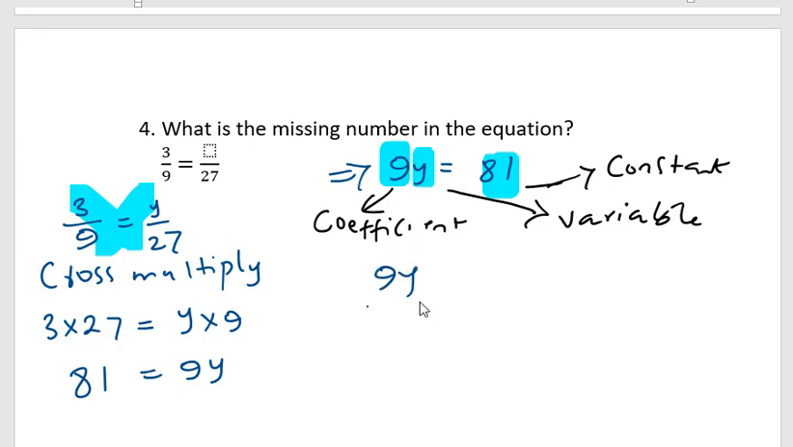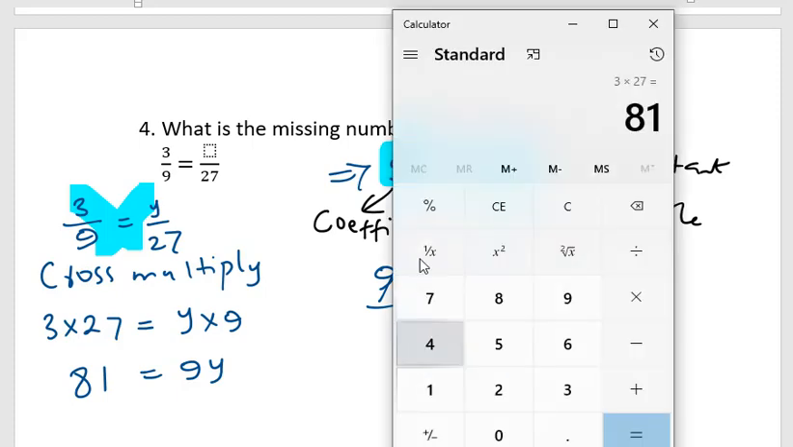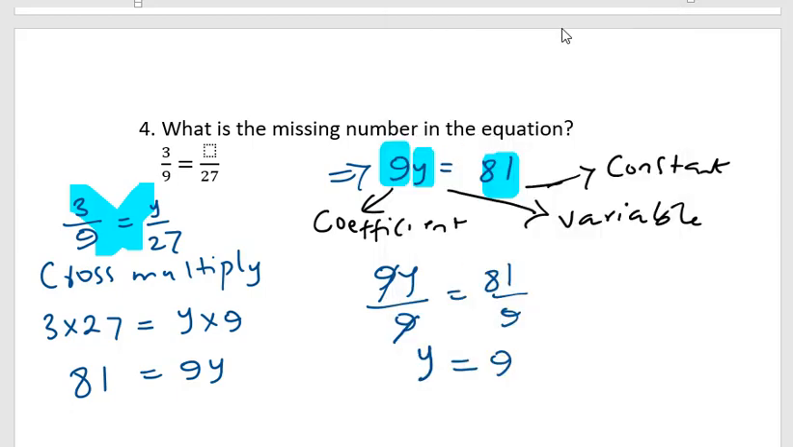So 9y divided by 9 is equal to 81 divided by 9. The 9 will cancel out and y is left alone, and 81 divided by 9 is 9. We can still use our calculator to check: 81 divided by 9 is 9. Okay, that's it, so we are done.